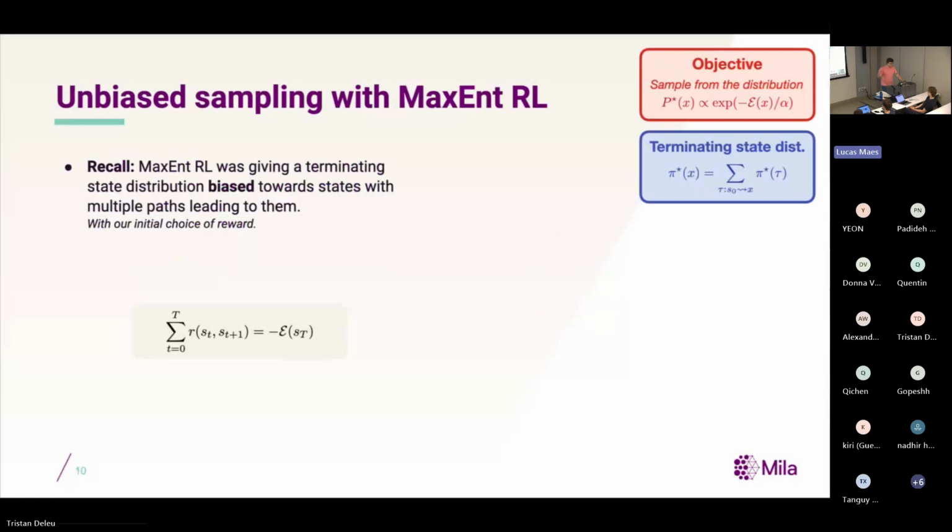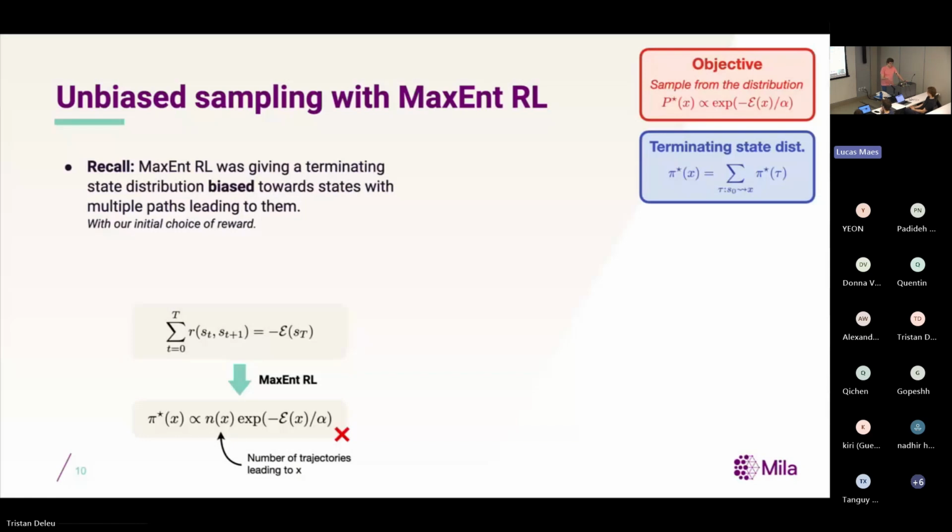What we saw before is that MaxEnt RL was giving us a terminating state distribution which was biased towards states with multiple paths leading to them. So if we chose the definition of the reward such that the sum of rewards is equal to minus the energy, and we applied MaxEnt RL, then we ended up with a terminating state distribution that had this term n of x appearing, n of x being the number of trajectories leading to x. So this is not quite what we want.